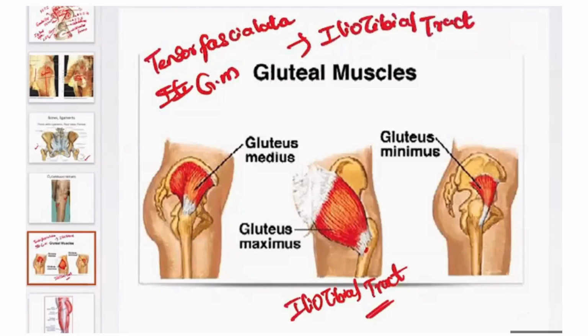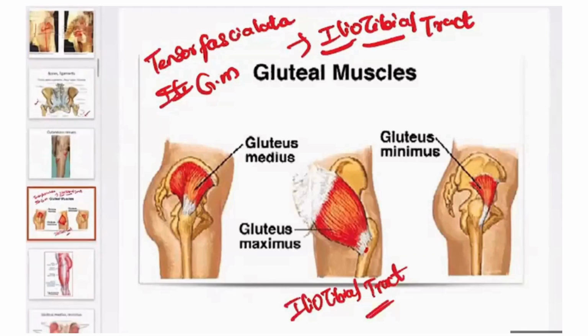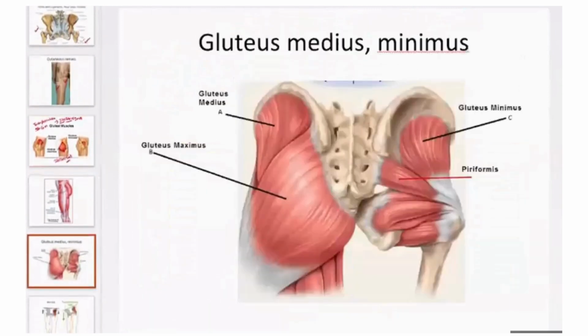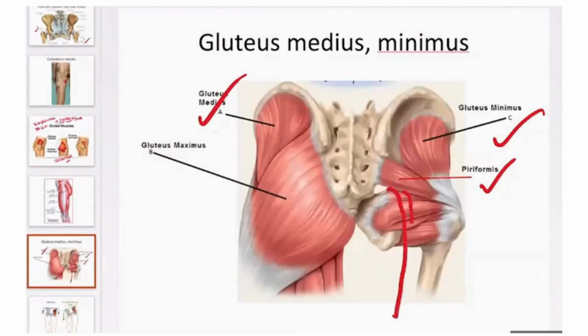As the name indicates, where will the iliotibial tract be attached? Ilium is above, tibia is below. The iliotibial tract is a fascial sling on the lateral compartment of the thigh. Once you remove the maximus, you can see the medius. Once you remove the medius, you can see the minimus. And the key muscle of the region is the piriformis. The structure emerging from the lower border of the piriformis is the sciatic nerve.